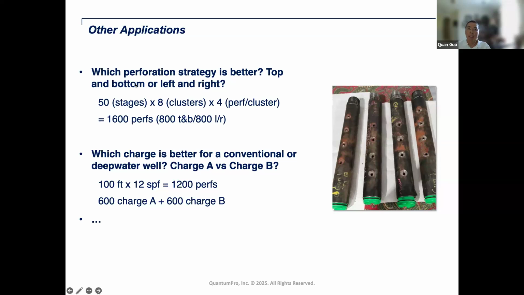For example, and this one is for unconventional, long unconventional well. If we want to know which perforation strategy is better, up and down or left and right, let's say we have 50 stages and we have 8 clusters and we have 4 perfs per cluster. So we'll have 1,600 perfs.